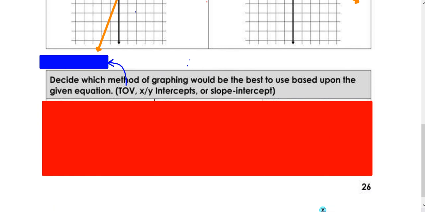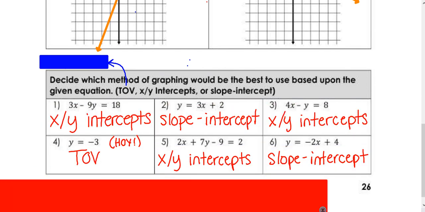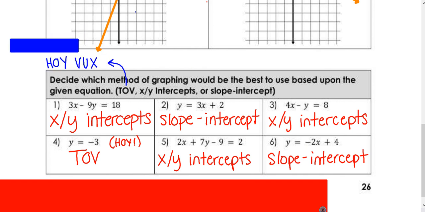Now for the problems on the bottom. We asked you to not rearrange the problem and choose the best method of graphing. Remember that if you have a horizontal or a vertical line, that's when you're going to want to use table of values, because then all of your x values are the same number or all of your y values are the same number. So for number 4, you should have gotten TOV. For everything else, if it's in xy intercept form, use xy intercepts. If it's in slope intercept form, use slope intercept. Our goal for you is to realize that whichever way it's written is your best method of graphing to save you time.